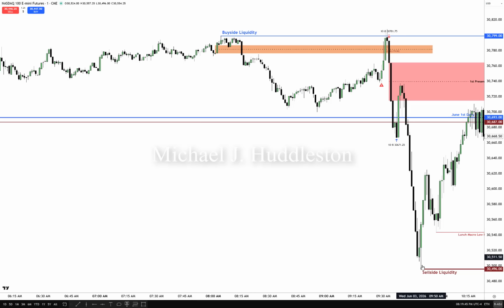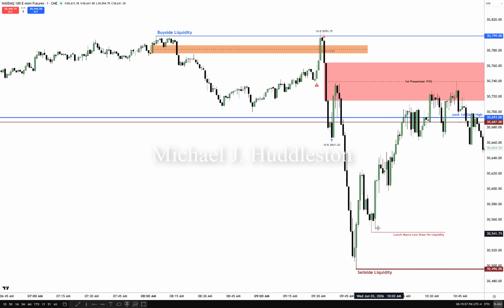Now, this low here just so happens to form at the beginning of the macro 950, 1010. Then we rally up, we come back down in. Note this low here, okay? This low and this one right there. So that's 1001. So this has got a longer wick. So I would use this as a lunch macro low as a draw on liquidity.